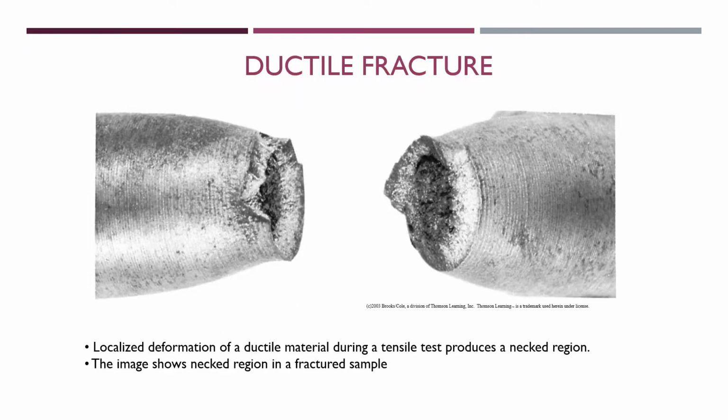For ductile fracture, localized deformation of a ductile material during a tensile test will produce a necking region. So this image shows that before it fractures, it will undergo a necking process first. It will slowly become smaller. The diameter will become smaller before it eventually breaks.